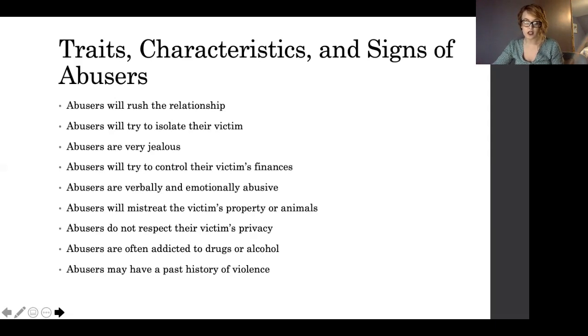The third trait is abusers are very jealous. Abusers will be very jealous and accuse their victim of being unfaithful with coworkers or friends. They may even forbid their victim to see other people, which goes along with isolation. The signs of jealousy can often be mistaken for romantic or protective behavior.